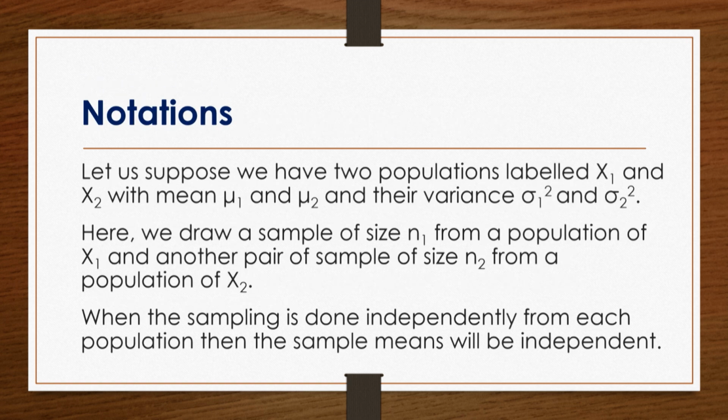Notations. Let us suppose we have two populations labeled x1 for the first population and x2 for the second population, with their corresponding means mu1 and mu2 and their corresponding variances sigma 1 square and sigma 2 square. Here we draw a sample of size n1 from the population x1 and another sample of size n2 from the population x2. When the sample is drawn independently from each population, then the sample means will be independent of each other.